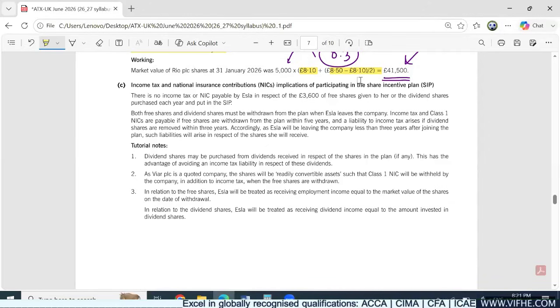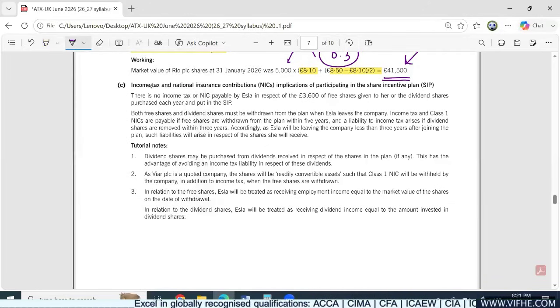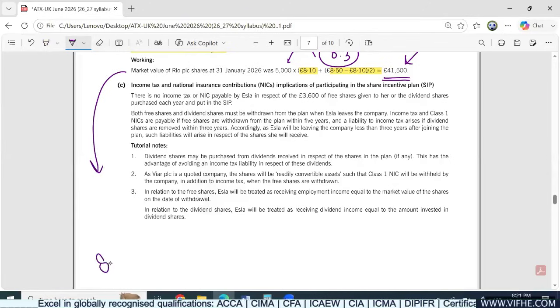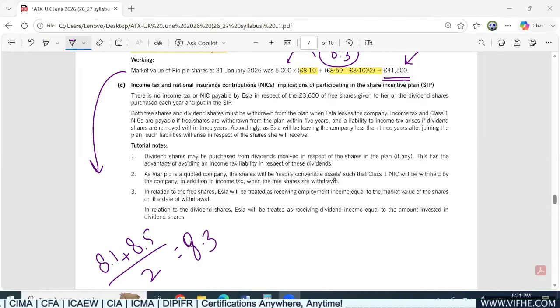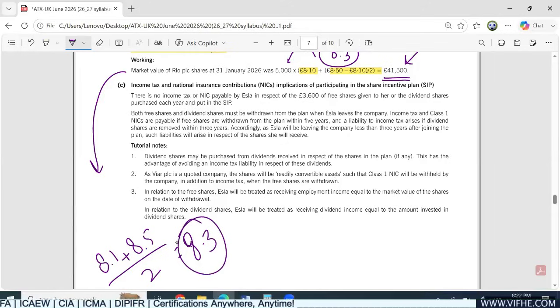8.5 minus 8.1. Otherwise, the easiest thing is that we say to the students to take the two figures, 8.1 plus 8.5, and take an average of it. So this will be exactly equal to 8.3. But that's okay. Keep your life simple doing this thing.